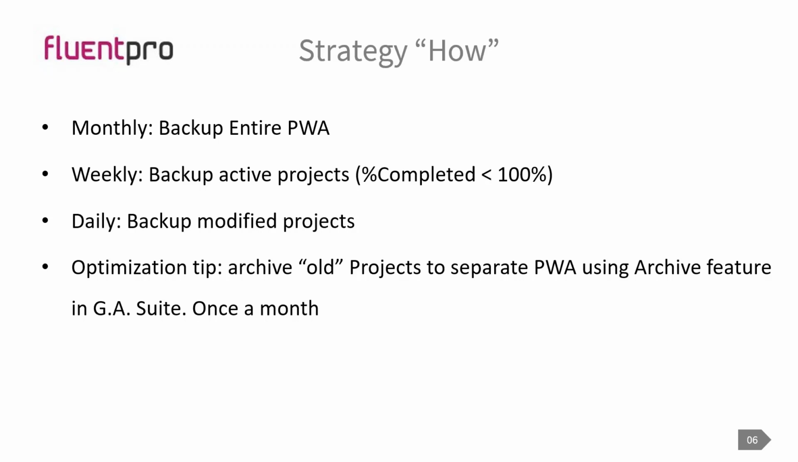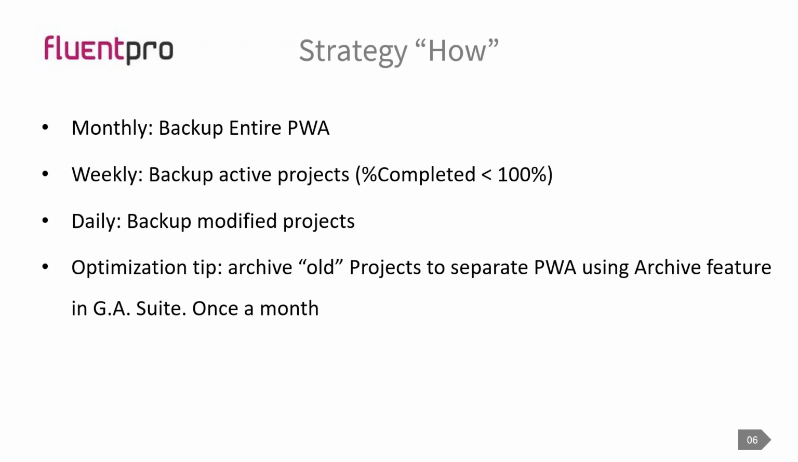Then we recommend to have a weekly backup where you backup just active projects that are in progress. It can be modified projects as well, but we typically recommend the projects that are in execution or planning. So something that is maybe not cancelled, but it is in progress. Maybe percent complete is even zero for projects, but they are being updated and being planned. So we call it active projects. It's not always just the percent complete.